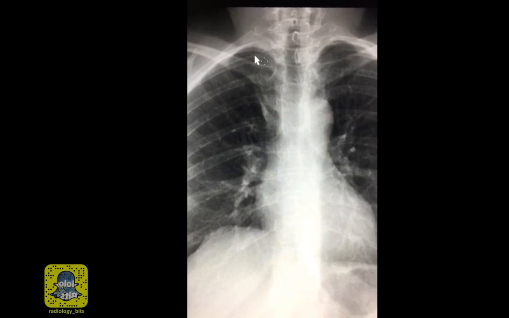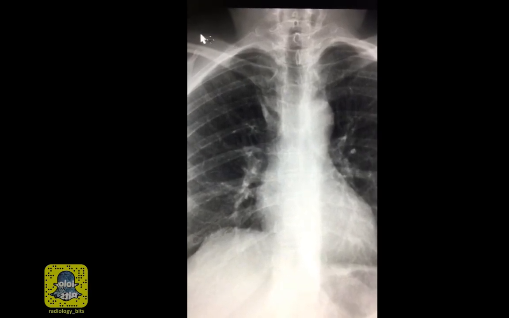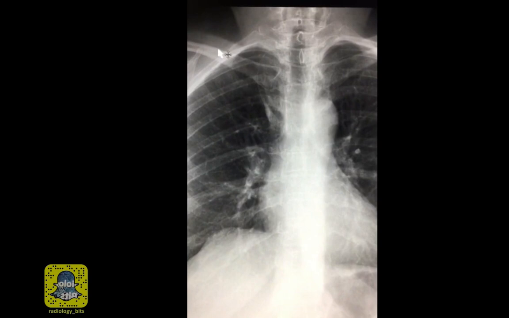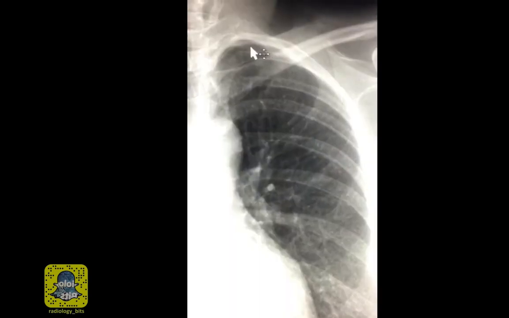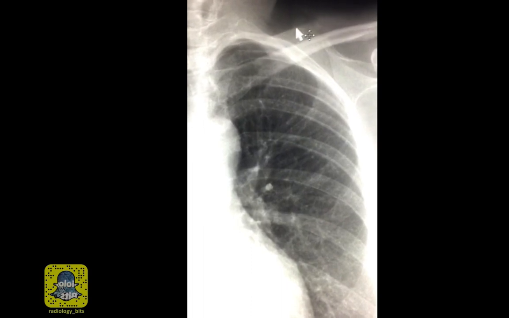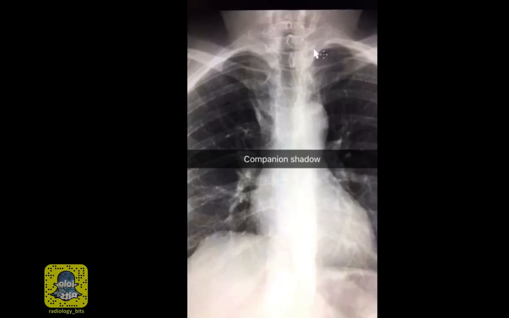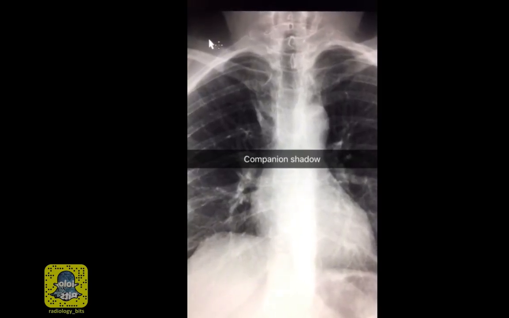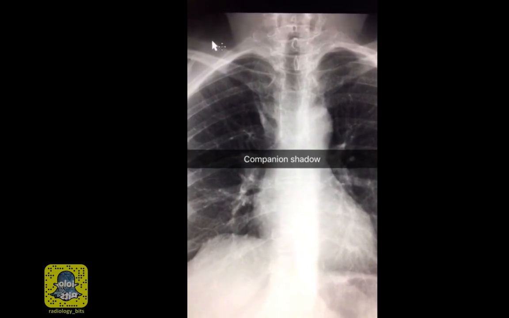The other thing I want to show to juniors is this additional line that you see here above the clavicle. This line is also seen on the left side, and it appears as a line that has soft tissue density and parallels the upper edge of the clavicle. Although this line is not seen in most patients, it's very commonly seen. It is called a companion shadow.